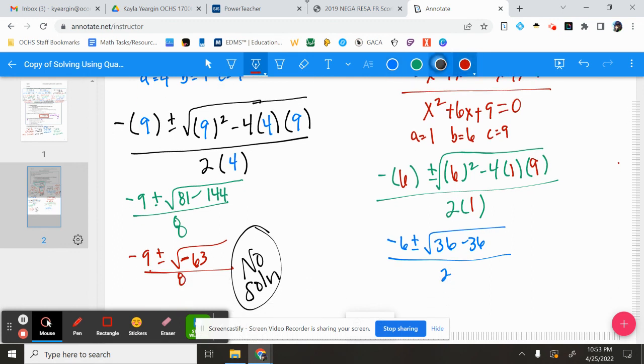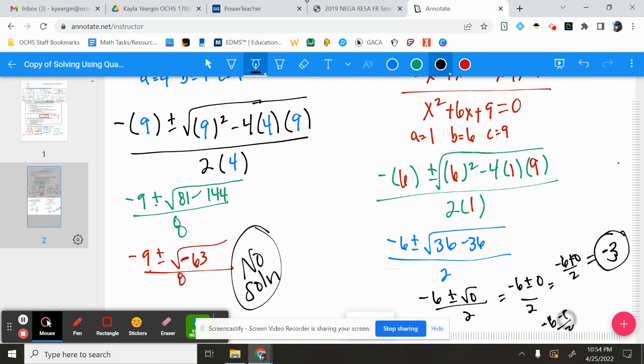Well, if you notice, inside my radical here, I'm going to get negative 6 plus or minus the square root of 0 divided by 2. Well, square root of 0 is just going to be 0, so really it's negative 6 plus or minus 0 divided by 2. So my two answers here are going to actually be the same thing. When I do negative 6 plus 0 divided by 2, that's negative 6 divided by 2, which is negative 3. There's one answer. And when I do negative 6 minus 0 divided by 2, that's still going to be negative 6, and negative 6 divided by 2 is negative 3.